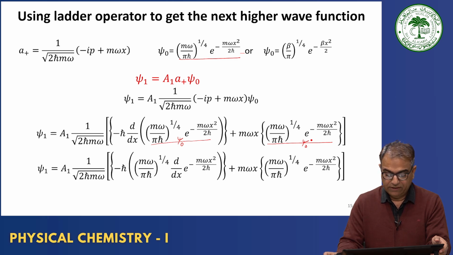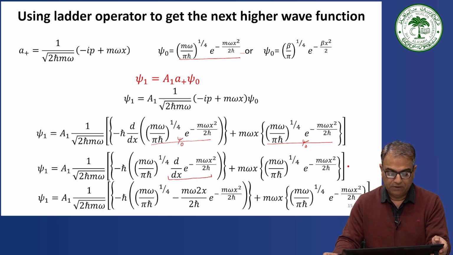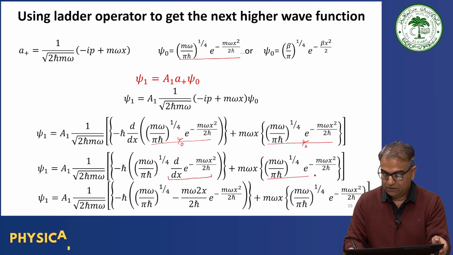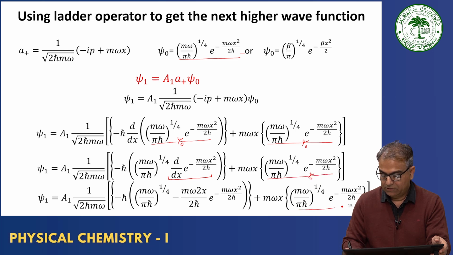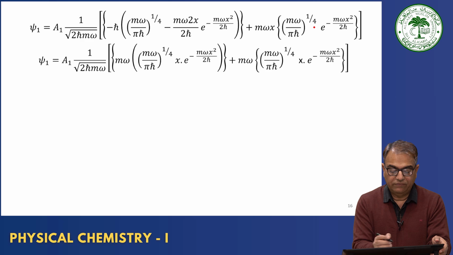So, if you do the differentiation and then do the calculations, what do you get? The derivative of the exponential gives m omega 2x divided by 2 h cross, where the 2 and 2 cancel, and the psi naught remains as such, there is no change. Then you have m omega x divided by h cross, all this.